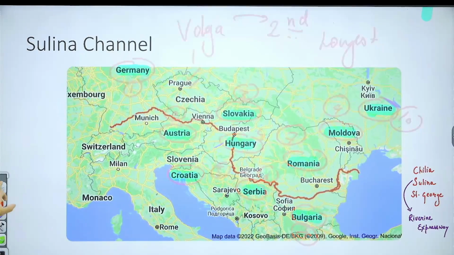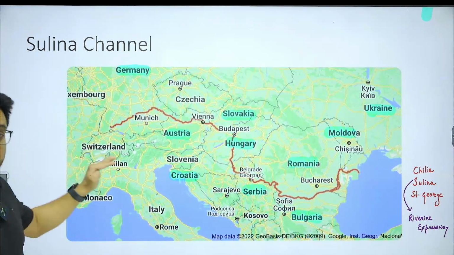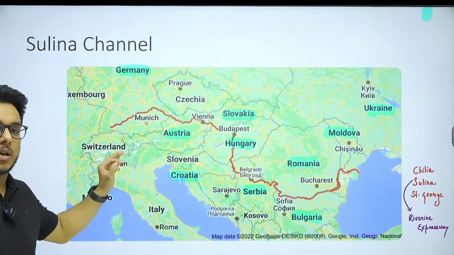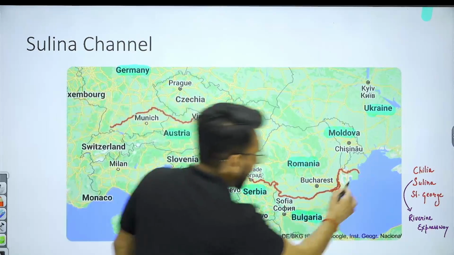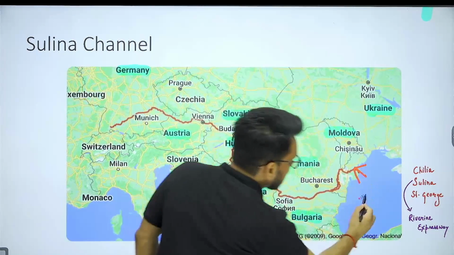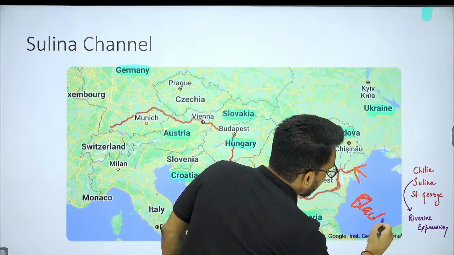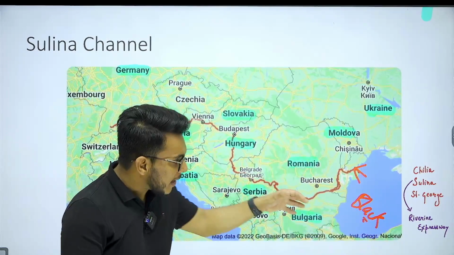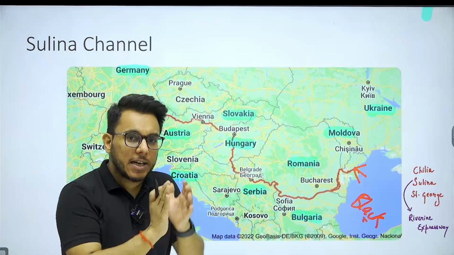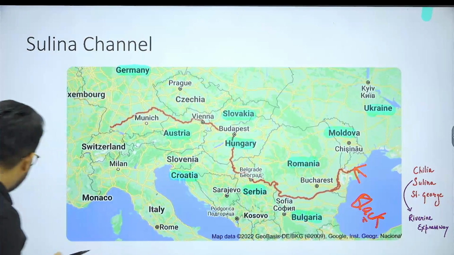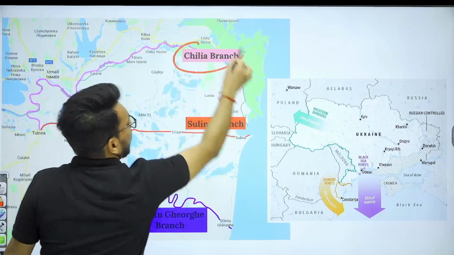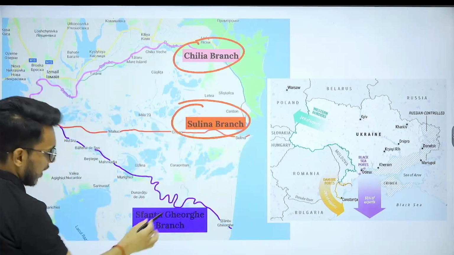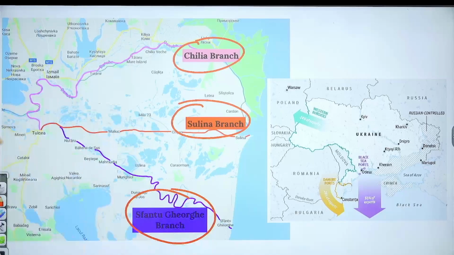So these are the countries through which the Danube River, the second longest river of Europe, passes. Now here the Danube River meets the Black Sea. And when the Danube River meets the Black Sea, it gets divided into three channels: the Chilia branch, the Sulina branch, and the St. George branch.